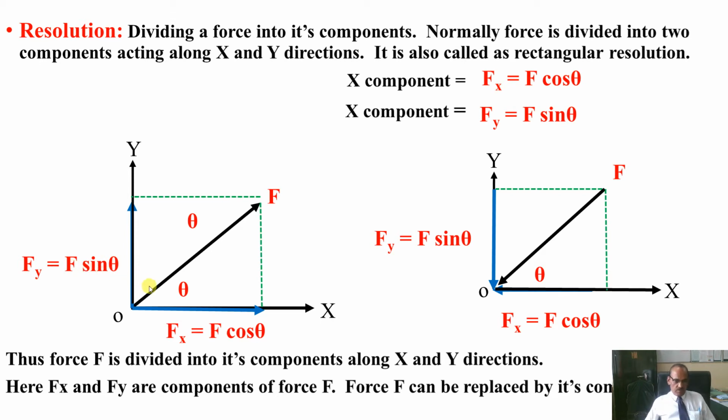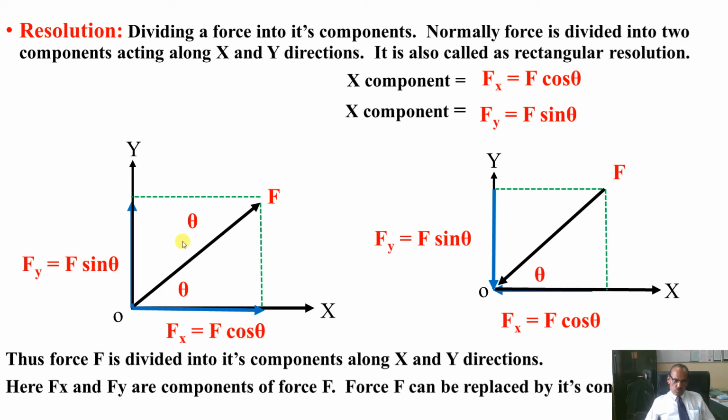Remember, I have measured the angle with respect to x, and that's why the x component is F cos theta and the other component is F sin theta. If I measure the angle with respect to y, then this will become cos theta and this will become sin theta. But to avoid this confusion, always try to measure the angle with respect to x and take the x component as cos and the y component as sin. If this angle is given as 30 degrees, then easily you can calculate this angle is 60 degrees. So you can write F cos 60, F sin 60.